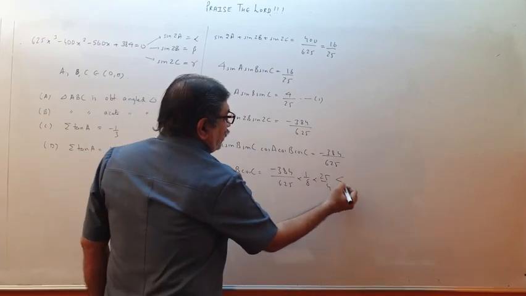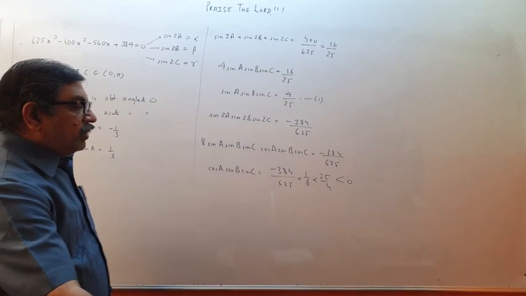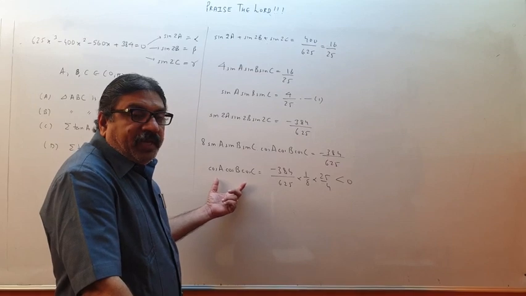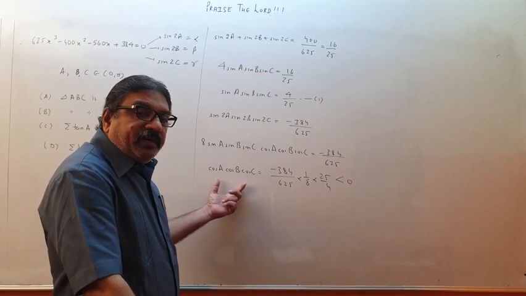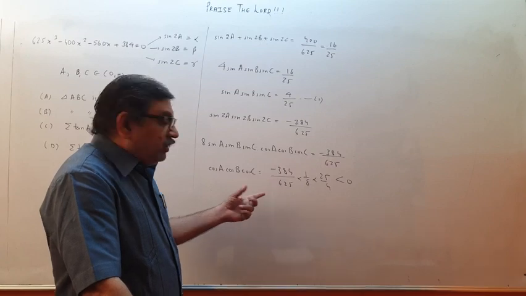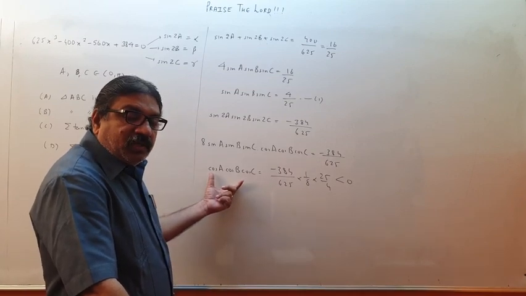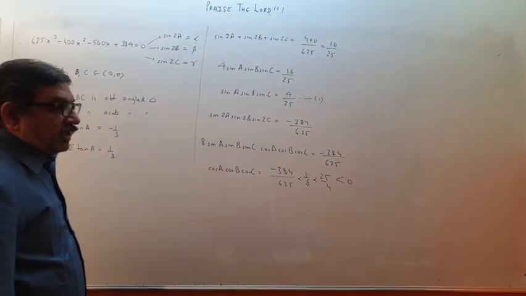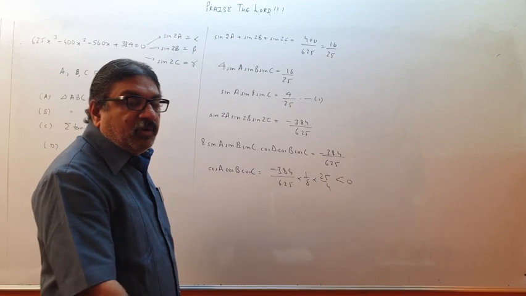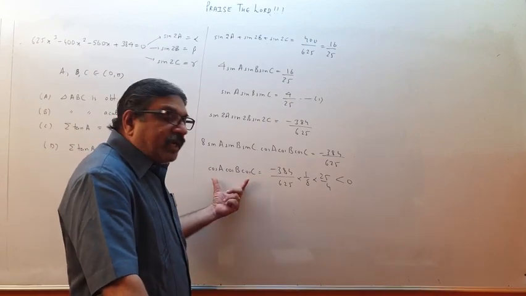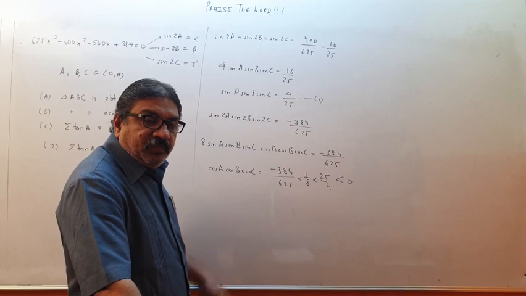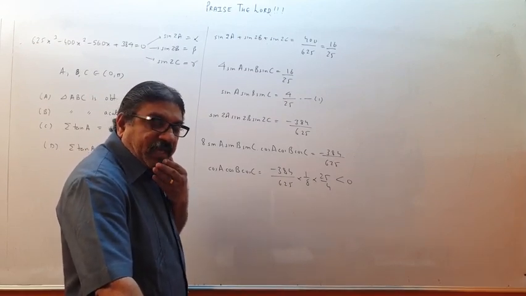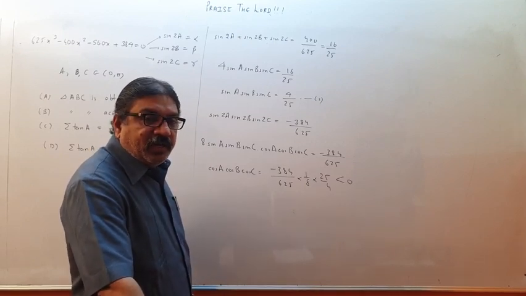Whatever may be the answer, it is definitely less than 0 because it is negative. So cos A cos B cos C is negative. That means at least one or all the three should be negative. Because product is negative, so one or three should be negative. Now A, B, C are angles of a triangle. If cos A is negative, then only A will be obtuse angle. And if two are negative, then two angles will be obtuse. That is not possible. That means any one out of cos A, cos B, cos C is negative, and therefore any one angle A, B, C is obtuse, so it is an obtuse angle triangle.